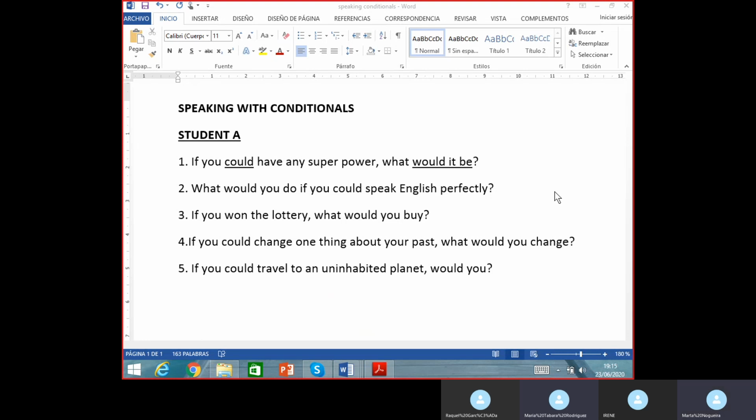Okay, if I could have any superpower, I could be teletransportation. I don't know if it is teleport. Teletransport. You could say, if I could have any superpower, what would it be? If I could have a superpower, it would be teletransportation. That's it. Okay. It would be teletransportation.